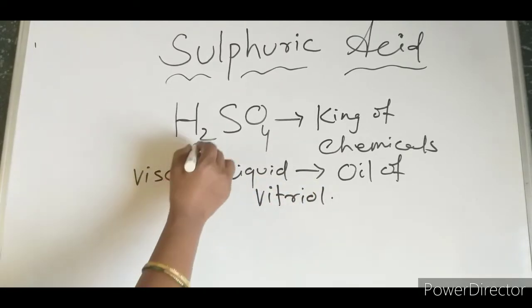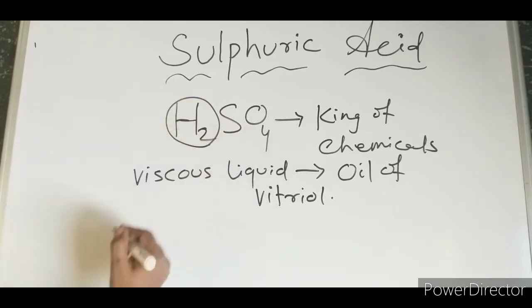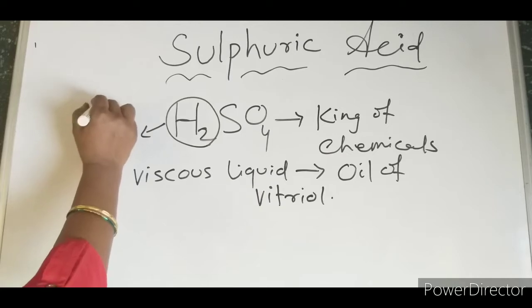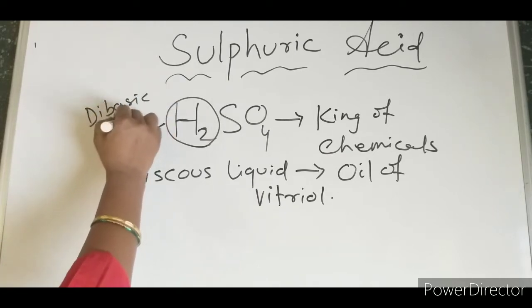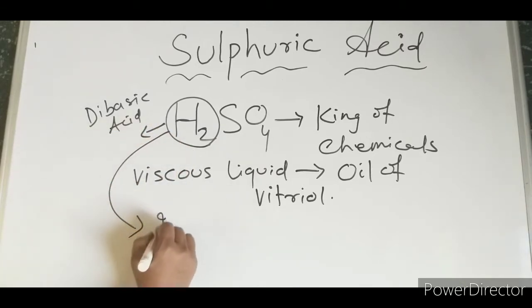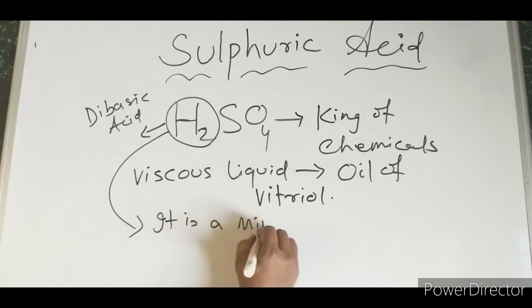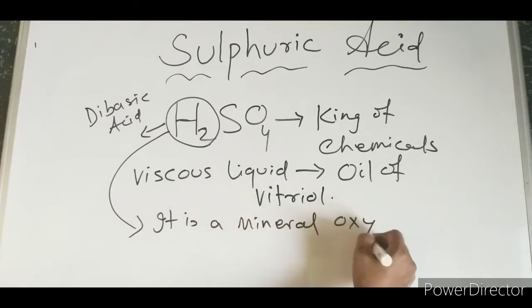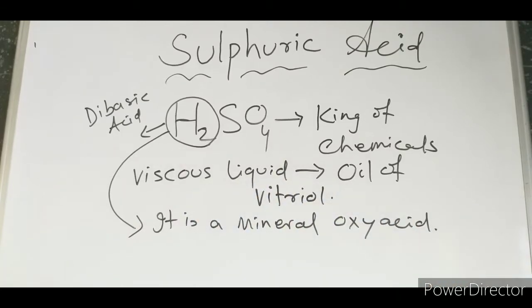Here it has two hydrogens, so it is a dibasic acid. Sulfuric acid is a mineral acid, a mineral oxyacid. Why is it an oxyacid? Because oxygen is present. It is produced by the oxidation of nonmetals and addition of water. So this is about sulfuric acid. It is the king of chemicals. It is oil of vitriol.